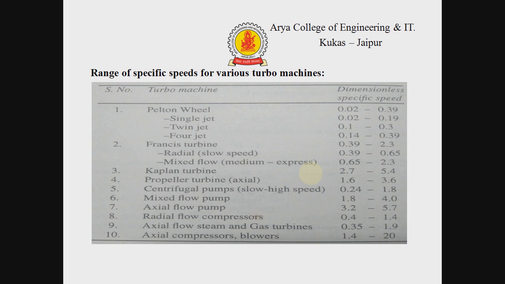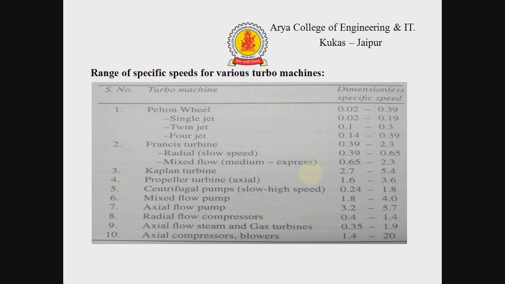Then from the above equation, Ns² is equal to the constant. So from equation 4, P = Ns² H^(5/2)/N², or we can say that Ns² = P N² / H^(5/2). So the turbine specific speed Ns = N√P / H^(5/4), where N is in RPM, P is in kilowatts, and H is in meters, as shown by equation 5.